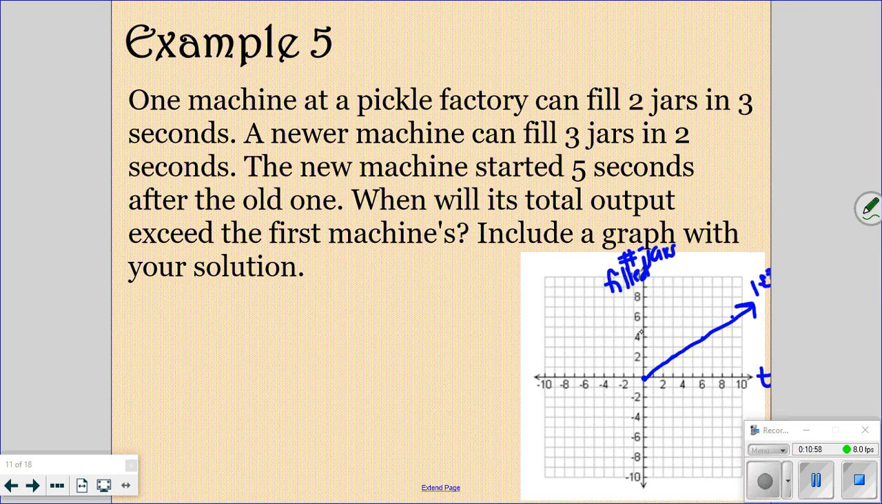Now for the second one, it starts after 5 seconds, so it doesn't start until here. And we want to know when they'll be, basically when they'll be equal. And it says it can do 3 jars in 2 seconds. So in 2 seconds, it can do 3 jars. So in another 2 seconds, it can do another 3 jars. And look, that's where they meet each other. And it's going to keep increasing above the blue line. So that's at 9 here. So at 9 seconds is when the new machine will start to outpace the old one.